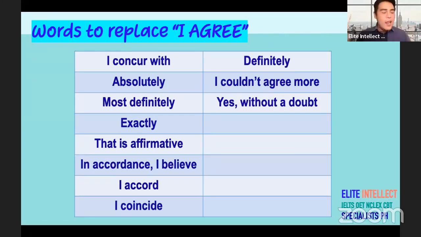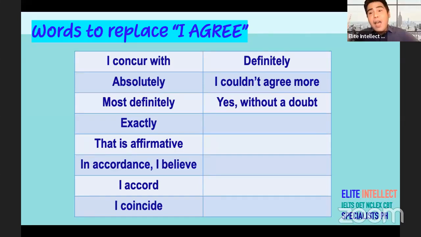Absolutely. Okay, most definitely. Exactly. That is affirmative. In accordance, I believe with the said. I accord. I coincide. Definitely. I couldn't agree more. Yes, without a doubt. Okay, but guys, please, when you're trying to say these, do not sound too monotonous, okay? Because you're agreeing with something. So do not say, I concur with the idea. Absolutely. Most definitely. Exactly. That is affirmative. In accordance, I believe. I accord.